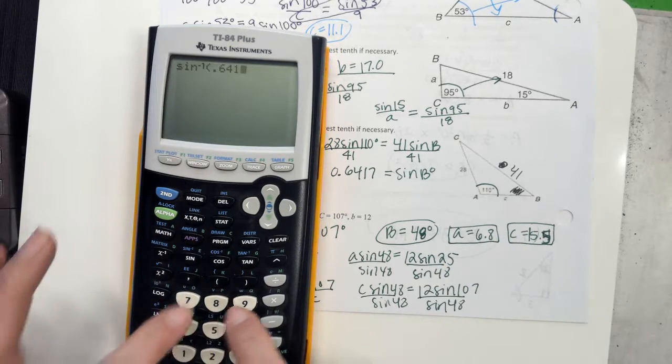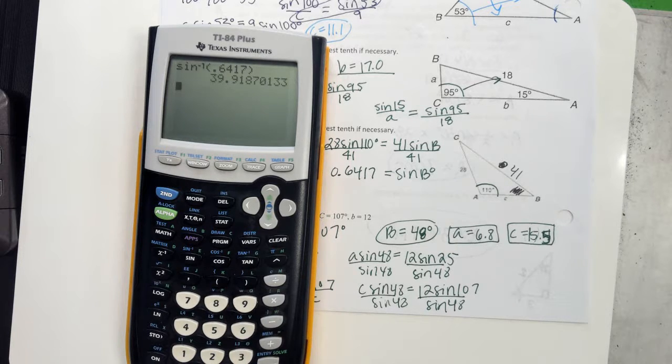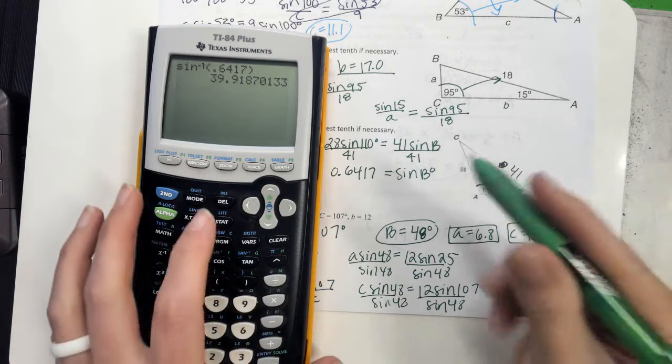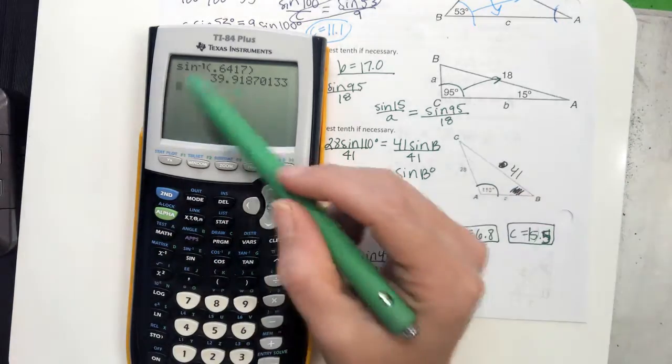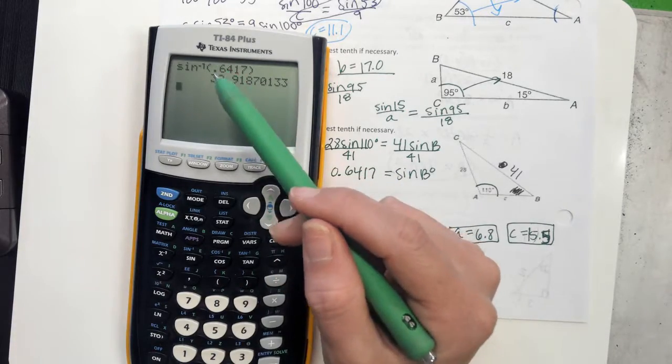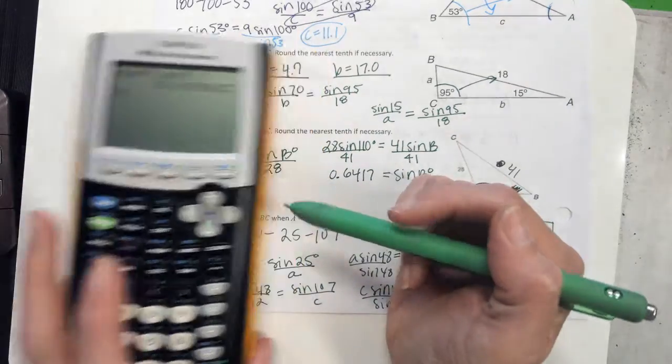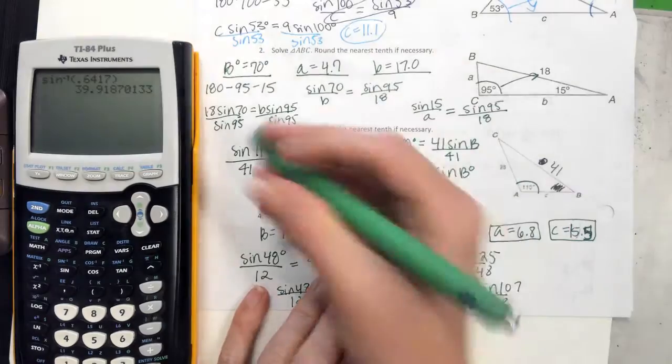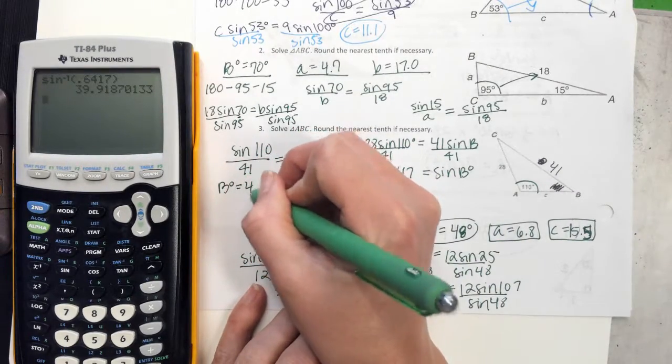That 0.6417. And that would be the what now? Angle. Very good. Let's round to the nearest degree. So 40 degrees. Very good. Every time you're finding an angle, you have to use the sine inverse button. Is everybody good with that? Alright, we just solved for B. So B degrees is about 40.